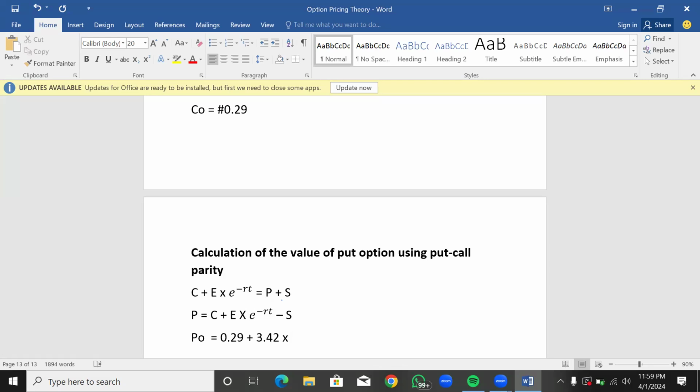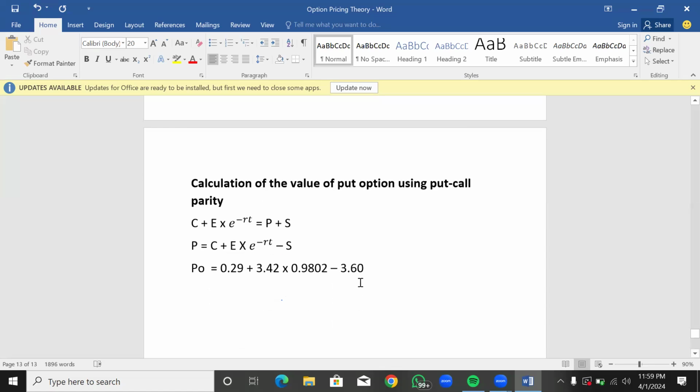I put this thing inside bracket. 0.9802 minus what's our stock price? 0.13. Stock price. 0.36. What was the value of our offer? Standard deviation. This one is 3.20.